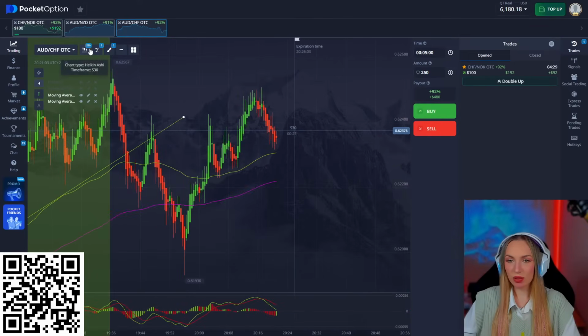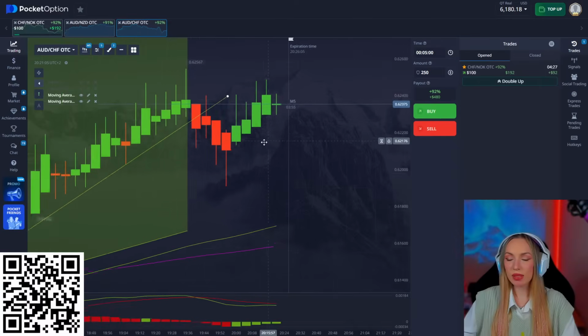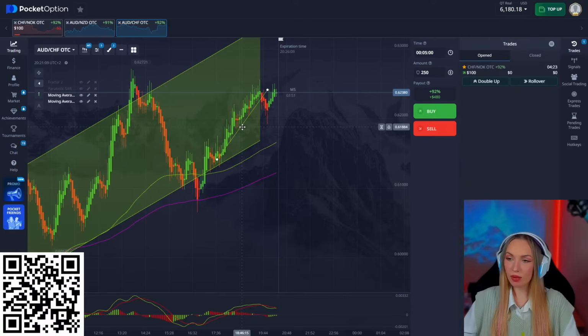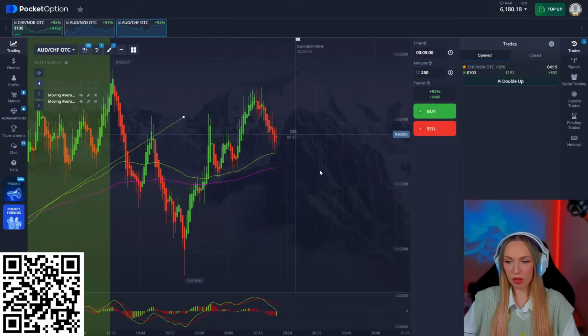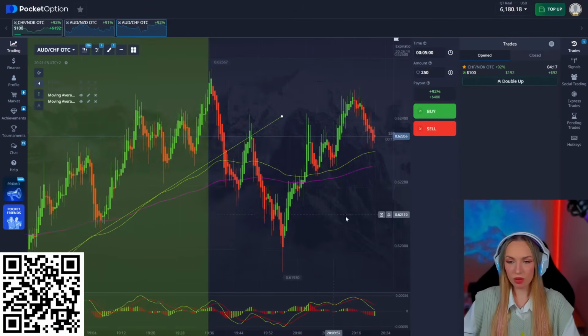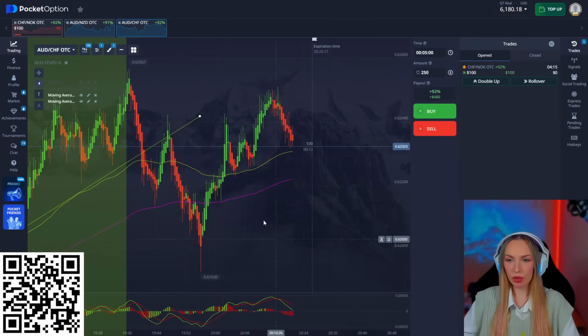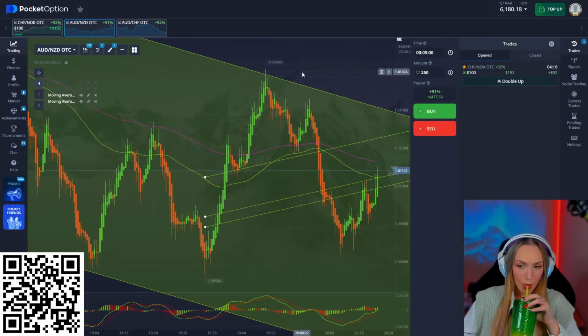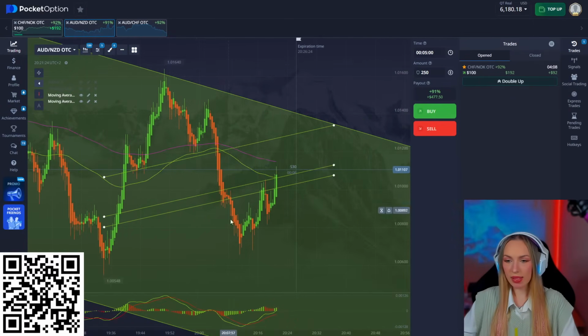I wanted some risky trades. AUDCHF actually formed a signal to open the trade in a downward direction, but to tell the truth, I don't think it's a good idea to open a trade in a downward direction here, even though on 30 seconds it looks pretty good. AUD and NZD.